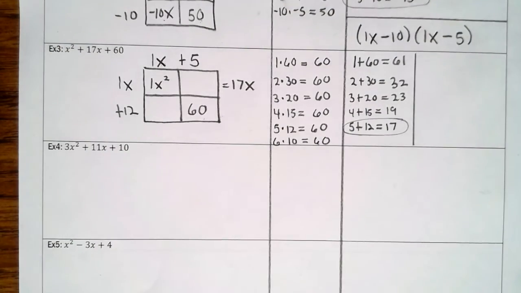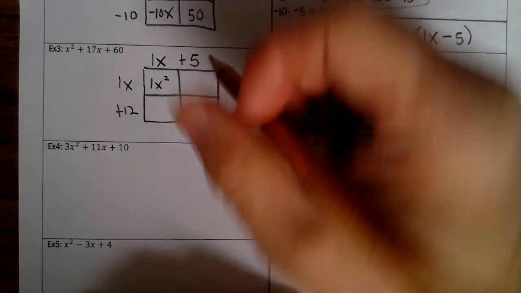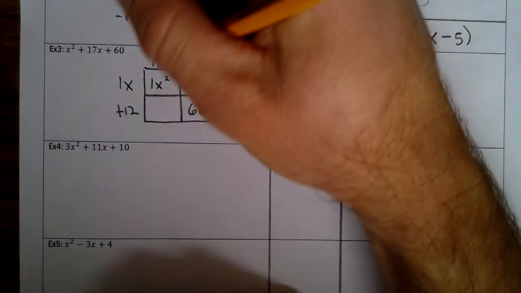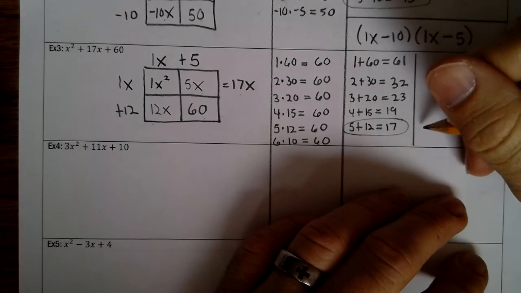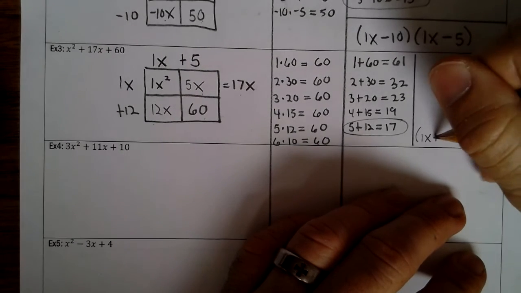So we make sure it works. 1 times x is 5x. 12 times 1 is 12x. 12 and 5 is 17. That works. So our answer is 1x plus 12 times 1x plus 5.